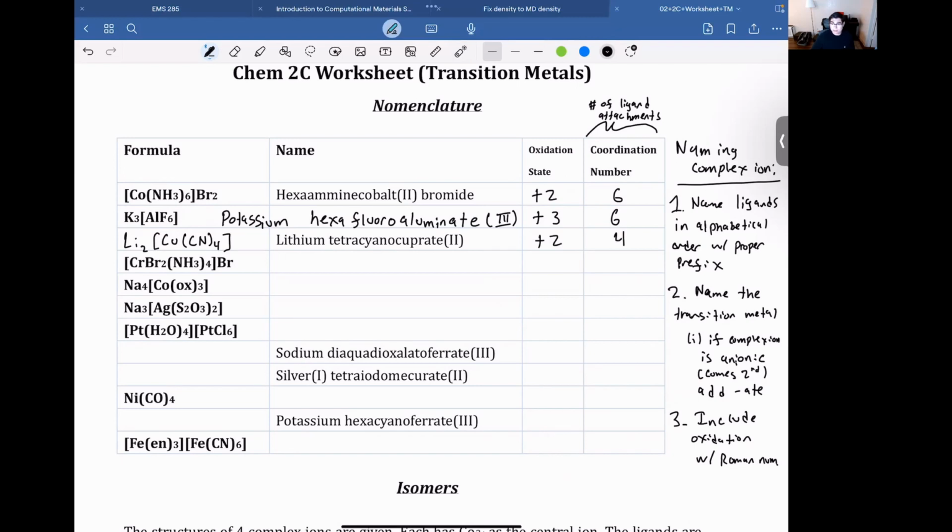The coordination number here is 4. There's 4 cyano groups. They're all monodentates. Monodentate just means how many lone pairs they can donate to the transition metal. Okay.